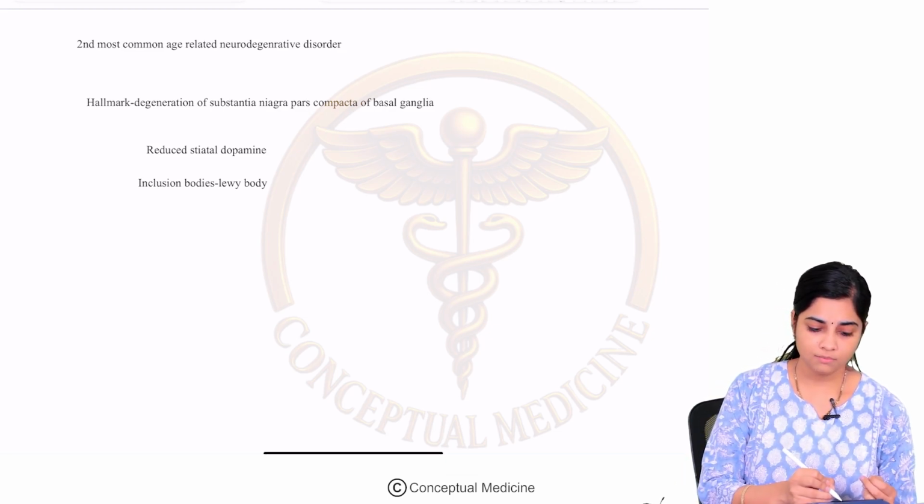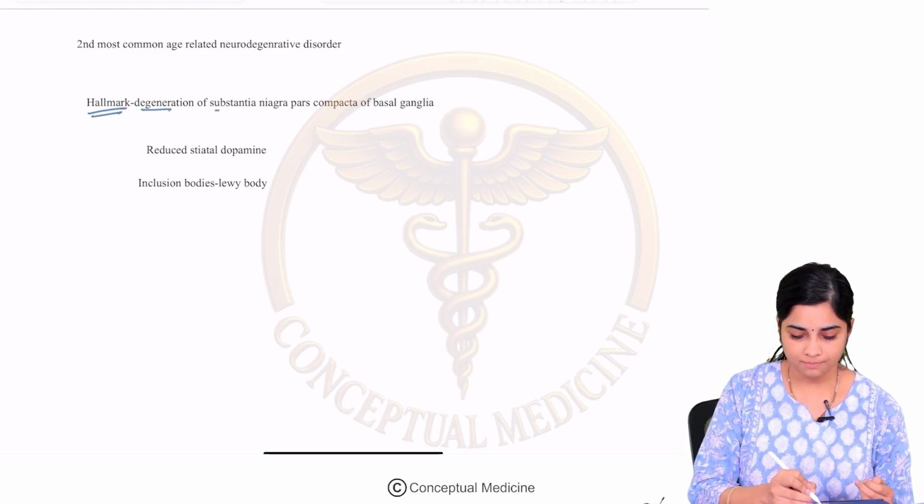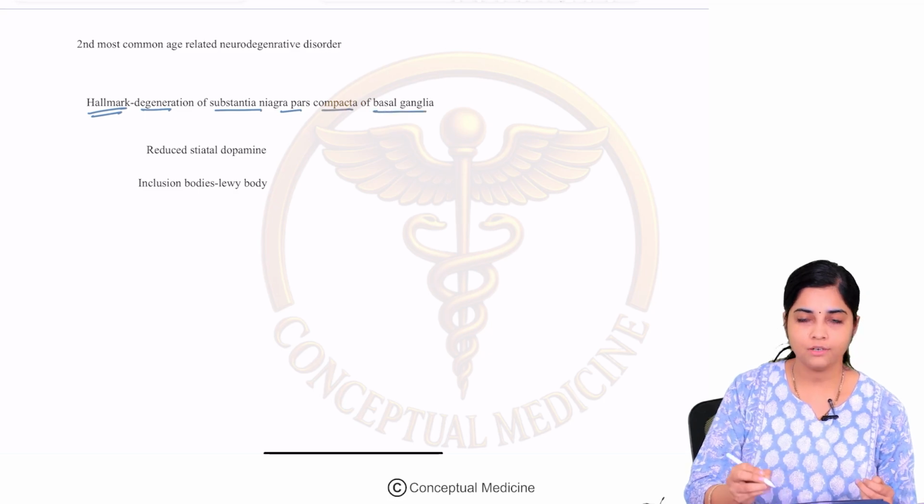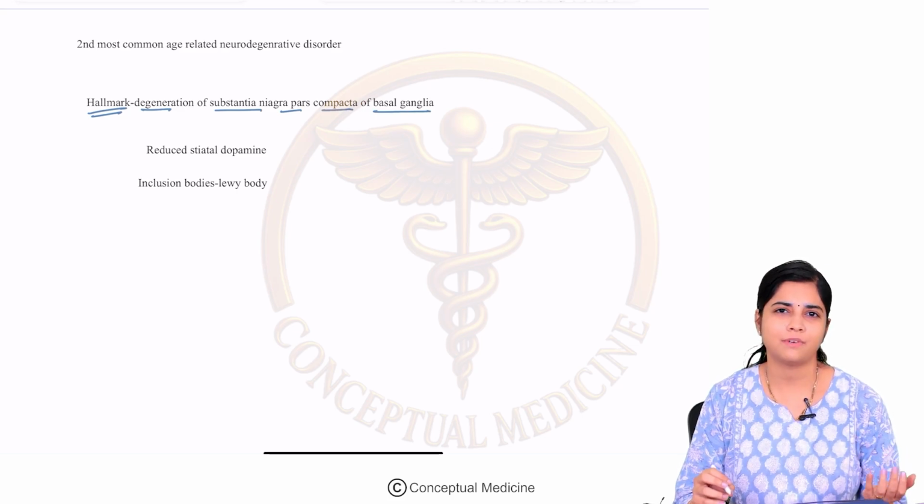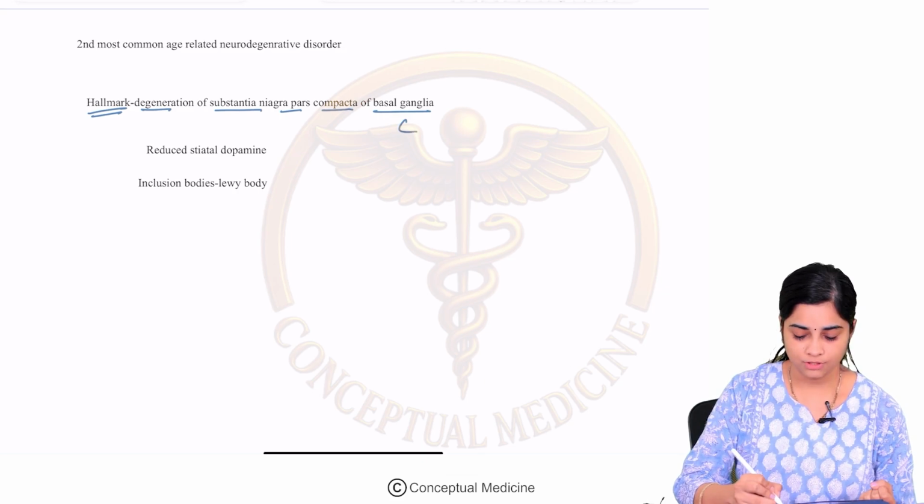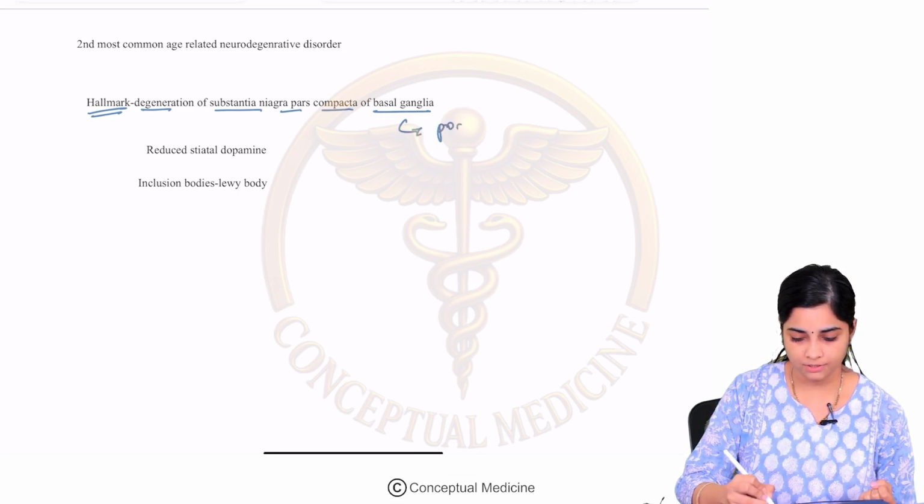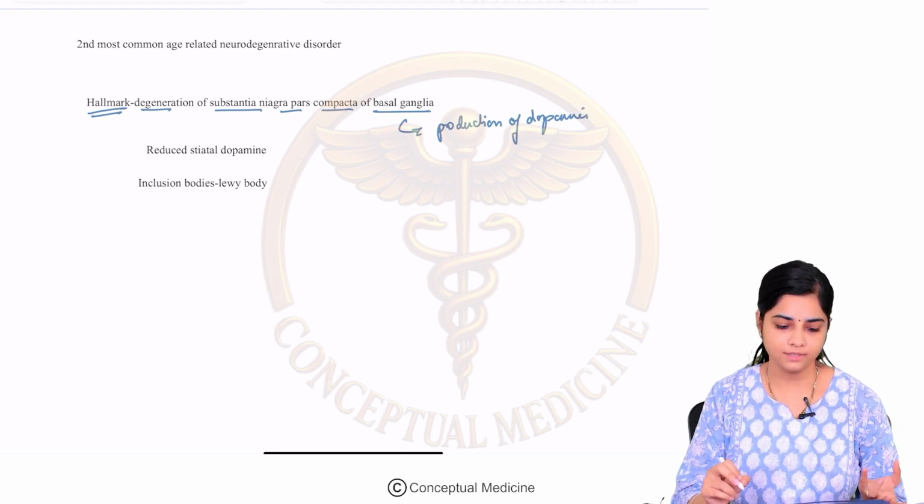The hallmark feature of Parkinson's disease is degeneration of the substantia nigra pars compacta of the basal ganglia. Due to certain genetic causes as well as environmental causes, there can be degeneration of the substantia nigra of the basal ganglia, which is basically involved in the production of dopamine. So there is decreased production of dopamine, and hence this results in a movement disorder called Parkinson's disease.